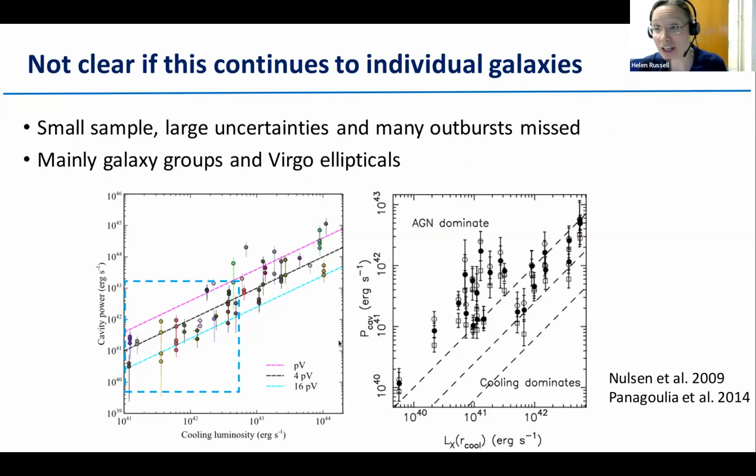But obviously we're looking at a small sample. In each case, for the low mass systems in particular, there are large uncertainties because these are fainter systems. We've not got as many photons. We can't constrain the gas properties as well, and it's likely because they're fainter that we're missing some outbursts as well. The systems that were studied are mainly galaxy group systems, some Virgo ellipticals in here as well, but we're really not looking at the kind of huge representative individual galaxy sample that we really want for this.